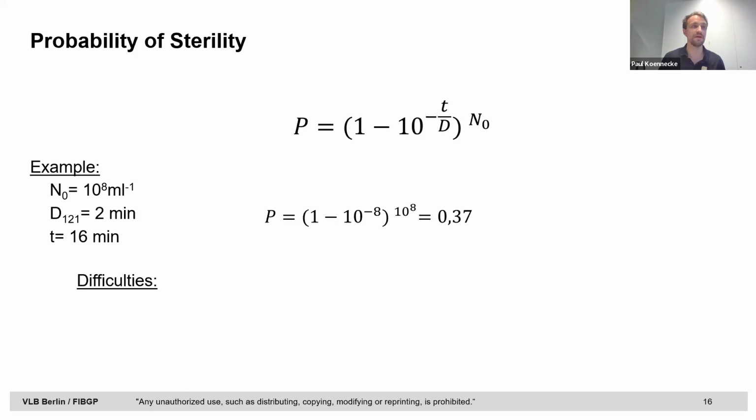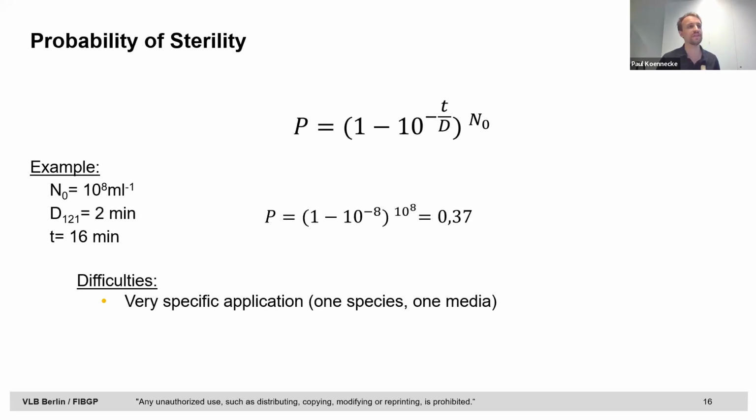The difficulty about that, as I also mentioned, is that all of those things are just media specific and microorganism specific. So yeast will have another D value than a Lactobacillus, for example. And you have to accumulate a lot of data to really find out what is the probability of sterility at certain temperatures.